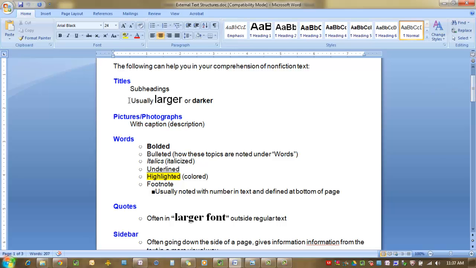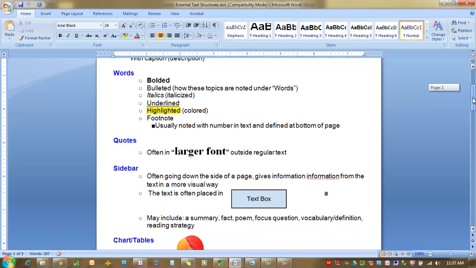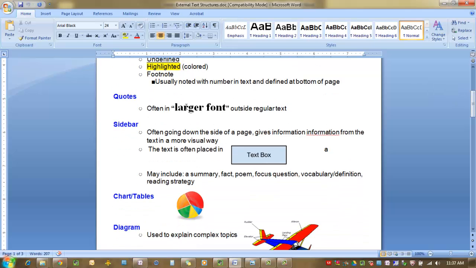So we show things about titles. We have subheadings or headings. We talk about what a picture caption is, the little thing that describes the picture. The different ways that words can look: bolded, bulleted. We're going to talk about what a bulleted word is. Italics, underlined, highlighted. Okay? Quotes, if you pull out someone's words and you make them larger. Sometimes you see that in a nonfiction article.